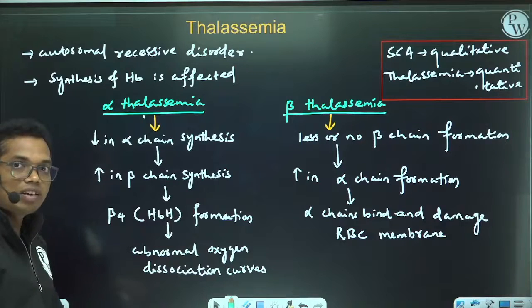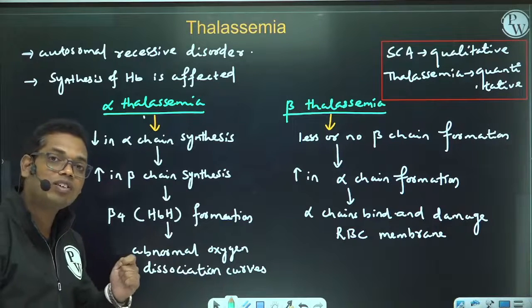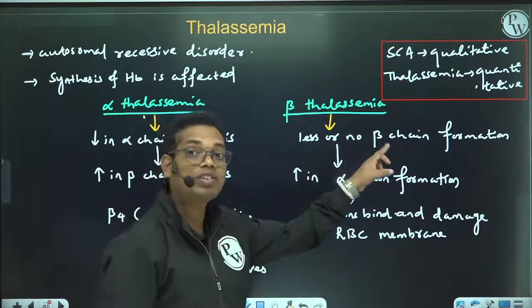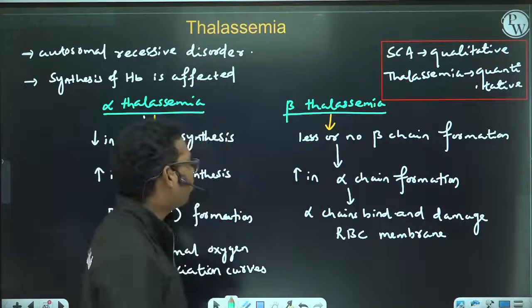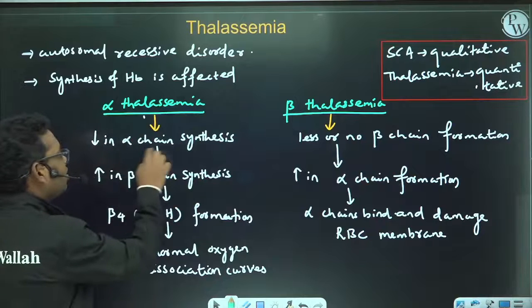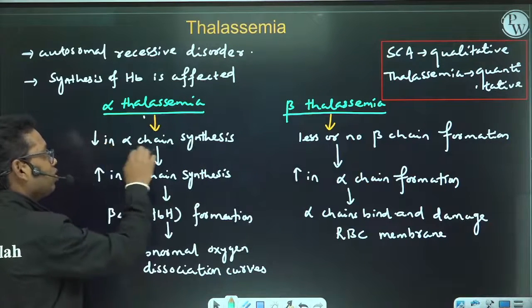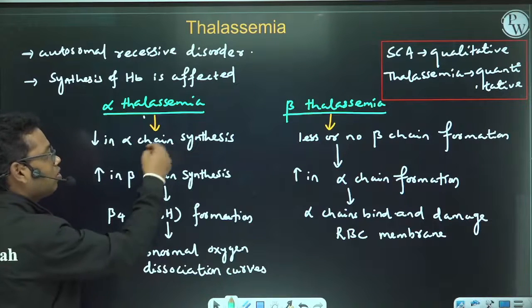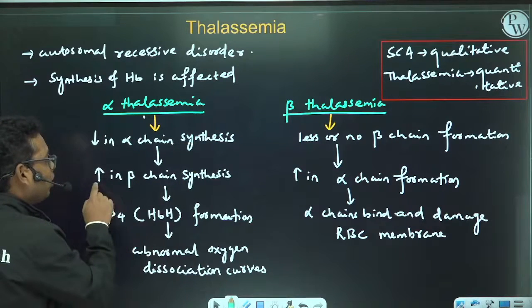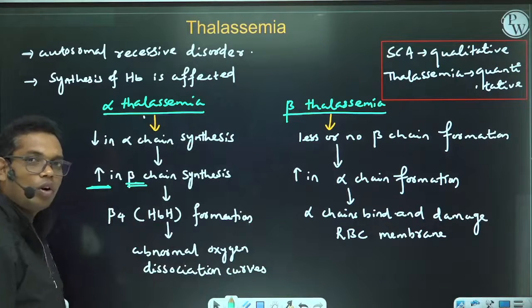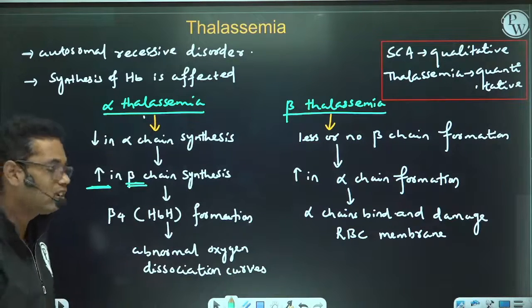In case of alpha thalassemia, the synthesis of alpha chain is affected, whereas in case of beta thalassemia, synthesis of beta chain is affected. In case of alpha thalassemia, there is decrease in the synthesis of alpha chain, and when there is decrease or no synthesis of alpha chain, what happens? There will be increase in the beta chain synthesis. Only beta chain will be formed, no alpha chain is formed.